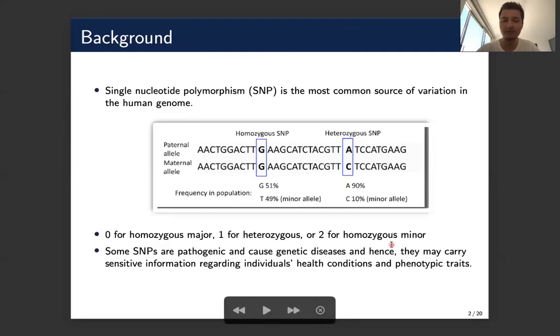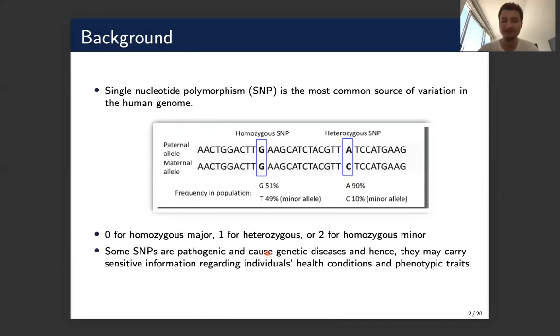And why are these SNPs important? Because some of these SNPs are pathogenic and carry sensitive information about individuals. Some of these SNPs cause genetic diseases, and also these SNPs carry information about health conditions and phenotypic traits of individuals.